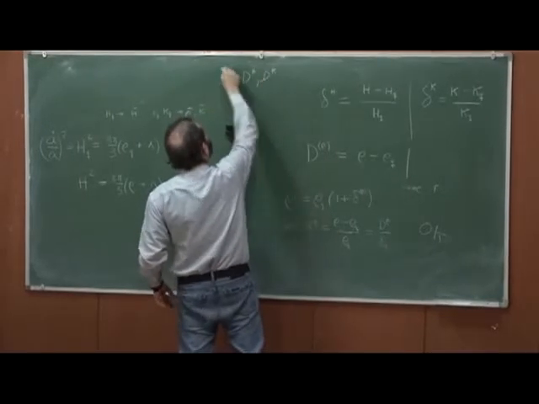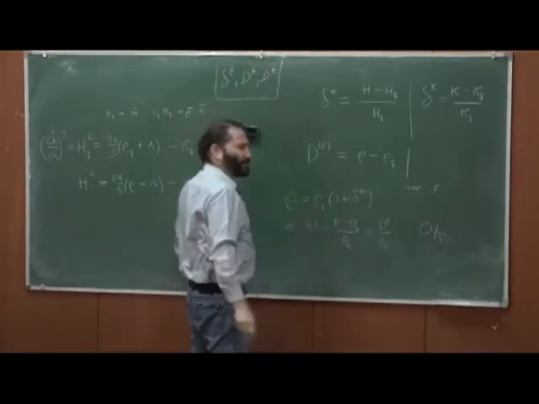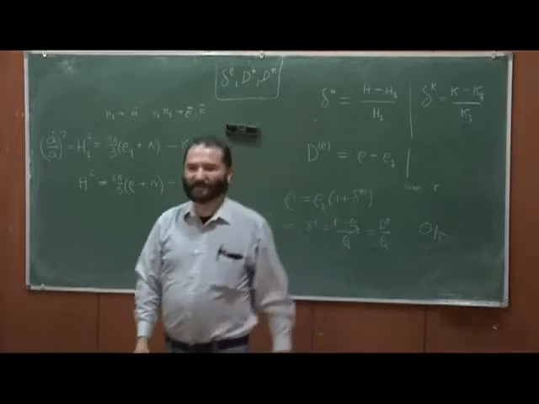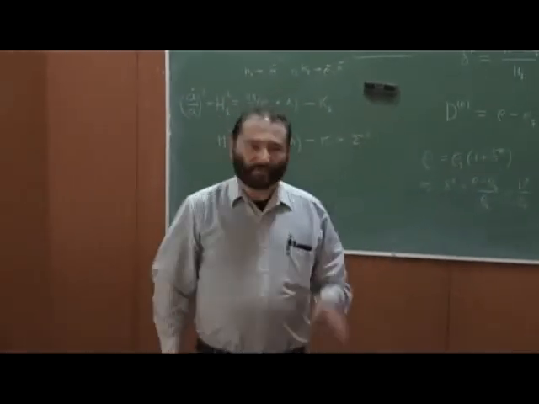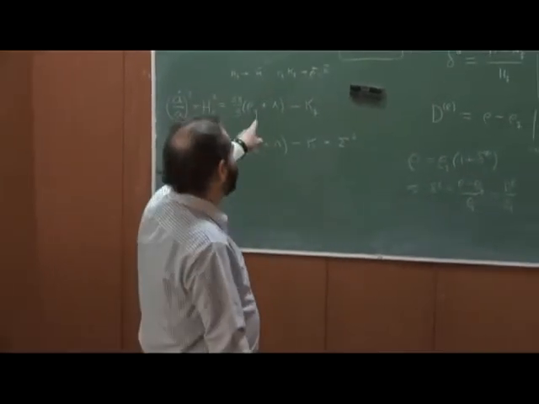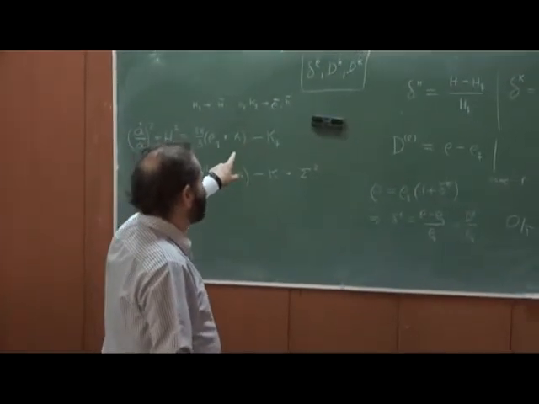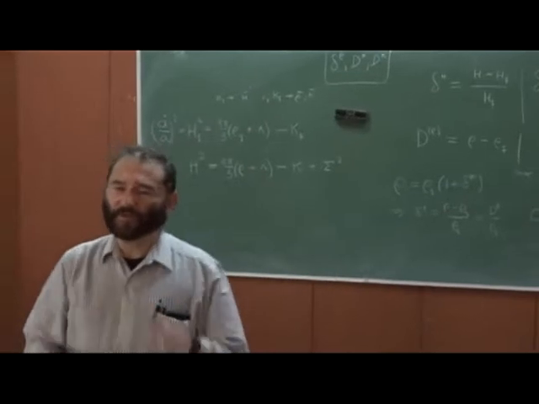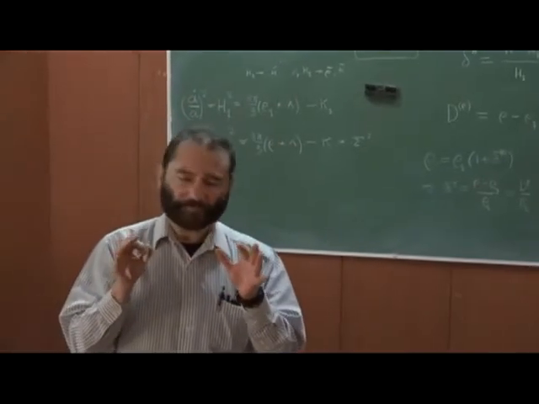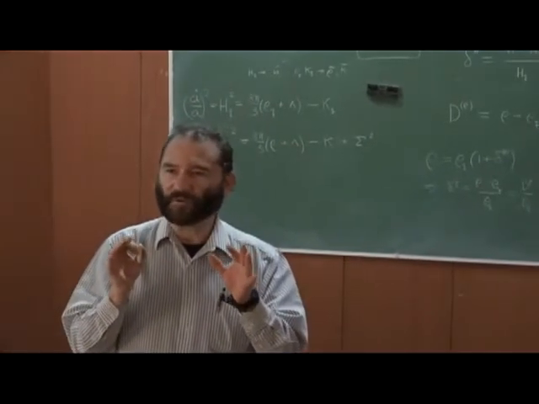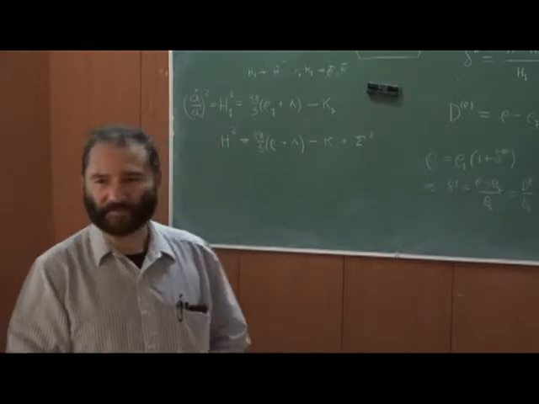We can use this combination. This is the golden combination. We'll explain why. Because if we use these fluctuations as variables, we can establish a very nice correspondence to cosmological perturbations.